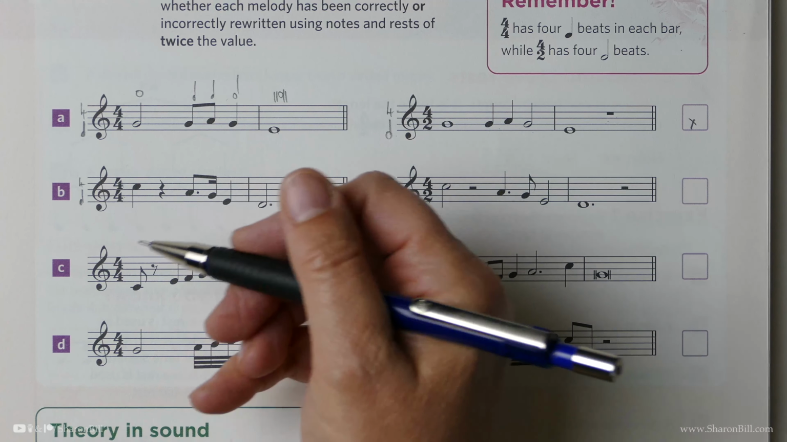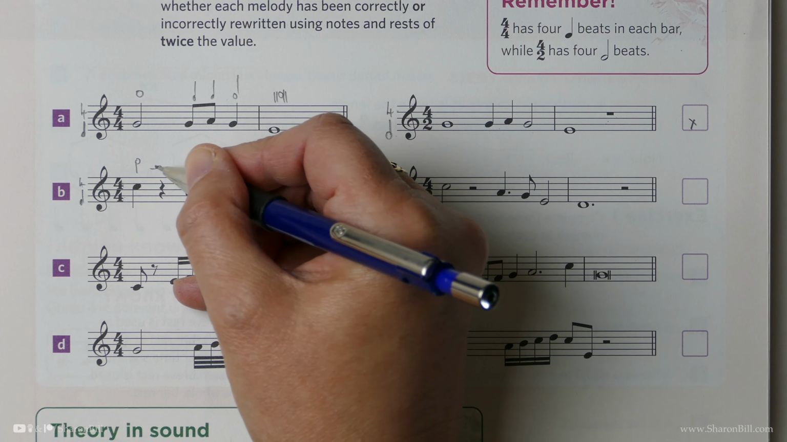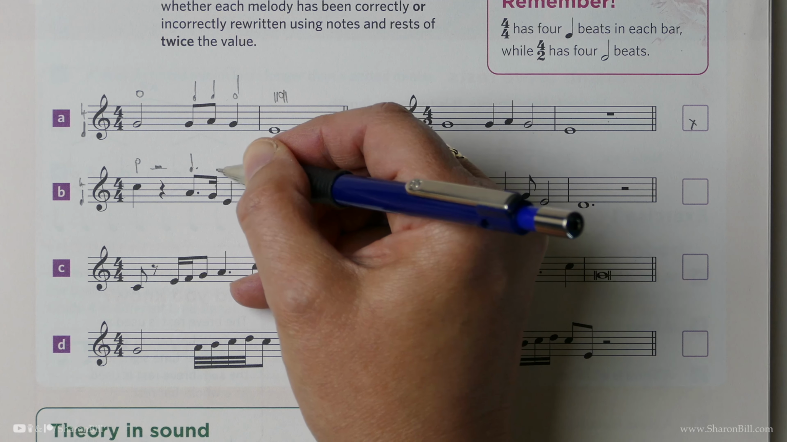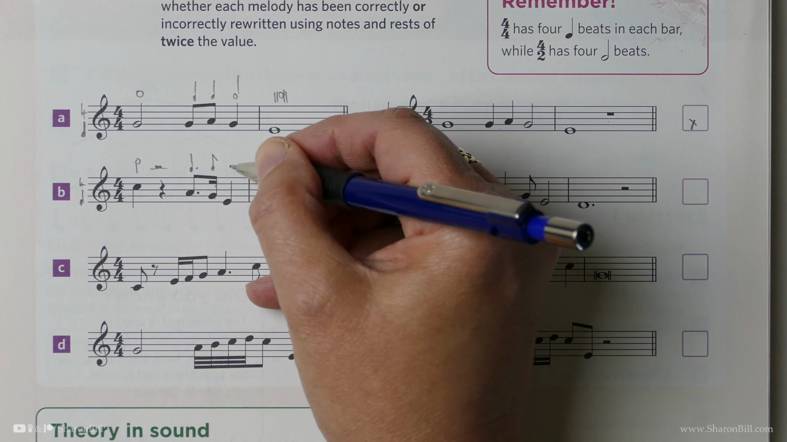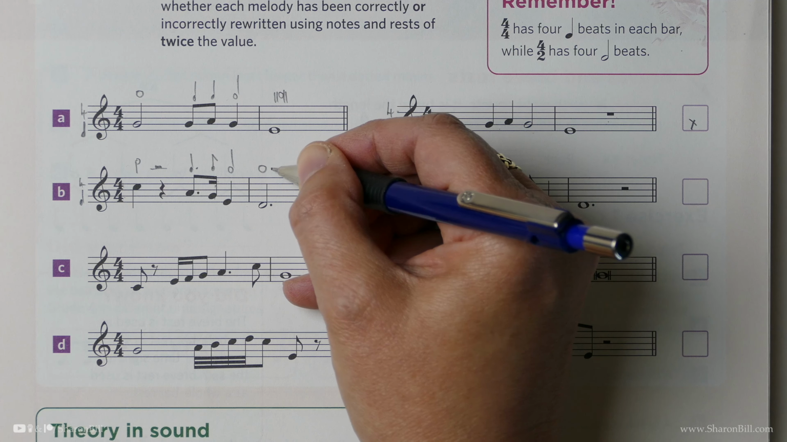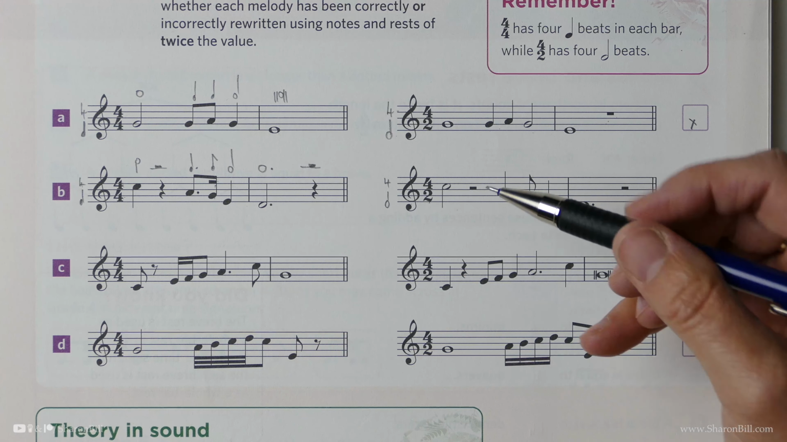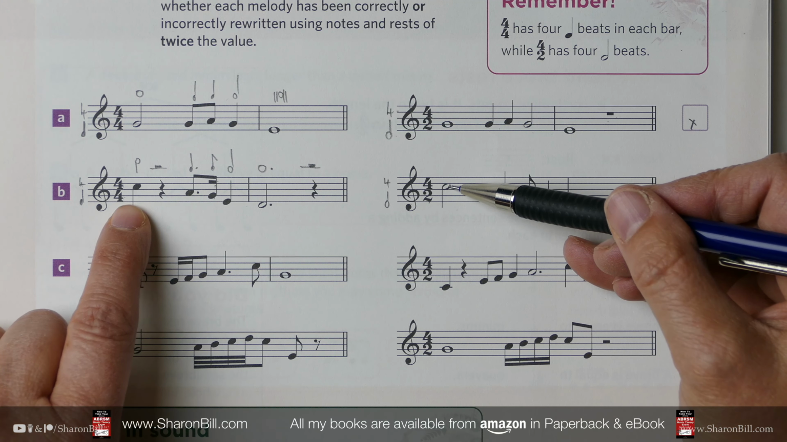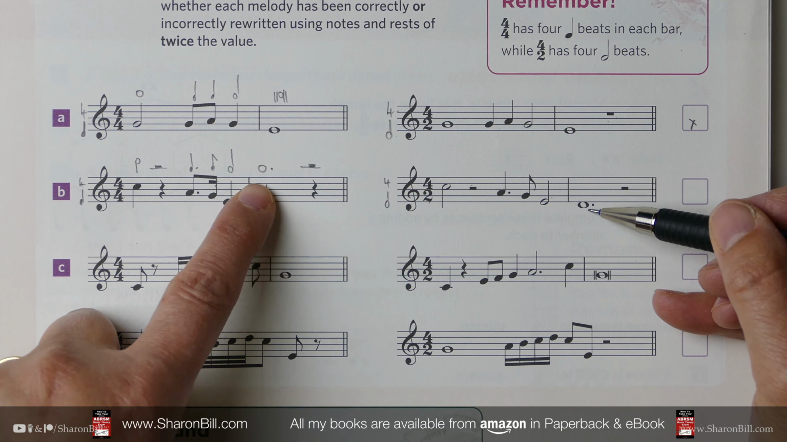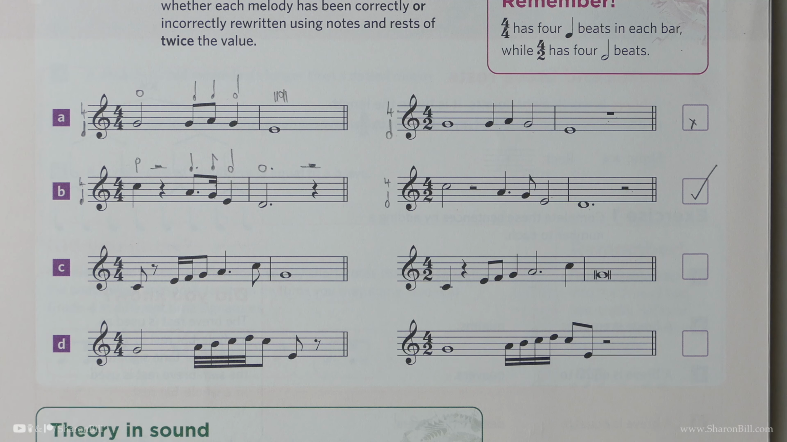So if we're doubling everything, a crotchet becomes a minim, that will become a minim rest. A dotted quaver becomes a dotted crotchet. A semi-quaver will become a quaver. Crotchet becomes a minim. And then a minim becomes a semi-breve with a dot. And then a crotchet rest would become a minim rest. So what have we got here? We have minim, minim rest, dotted crotchet, quaver, minim, dotted semi-breve, minim rest. That's correct. Let's check the next one.